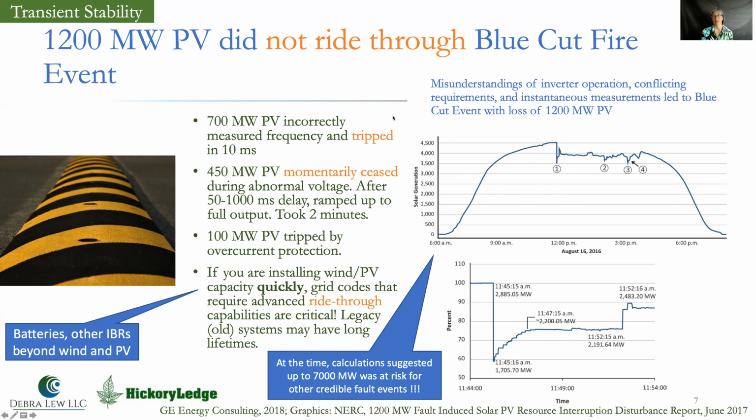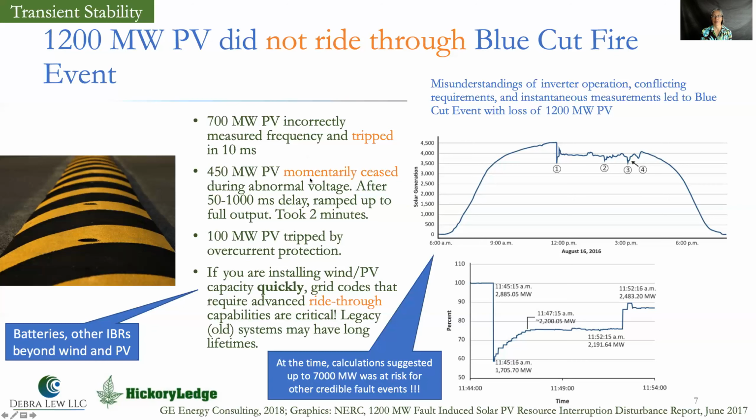So what happened in this event? First of all, 700 megawatts of PV measured frequency and tripped offline in 10 milliseconds. To give you an example of how fast 10 milliseconds is, one waveform of the 60 hertz sine wave is 17 milliseconds. So this PV tripped offline before it could even read the whole waveform. It incorrectly measured frequency, thought frequency was much lower than it was, and tripped offline.